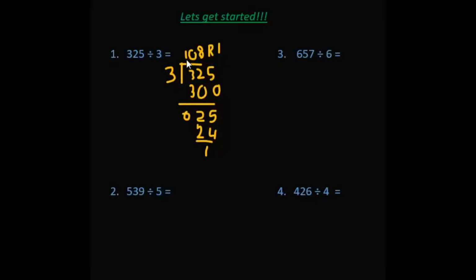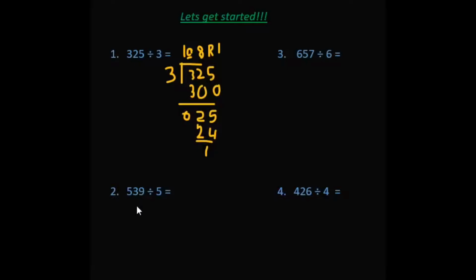Then let me circle this answer to show that that is our final answer. 108 remainder 1. Let me write that answer down a little neater. So that's how we got our answer with the 0 in the quotient right here. This is the 0 in the quotient. We got the answer for the first problem. Now let's move on to the second problem.